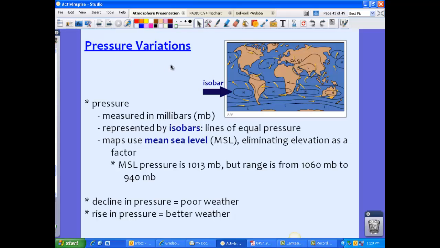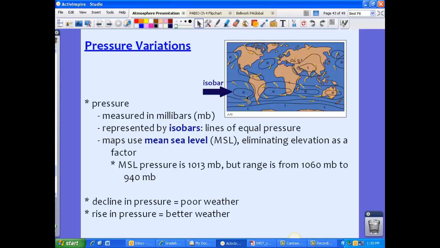Now, pressure here is measured in millibars, and I believe in the news you also see millibars an awful lot. Or you might see inches of mercury. Either one is correct, but in this textbook we use millibars. Now on a globe they're represented by something called isobars, and these are lines of equal pressure.